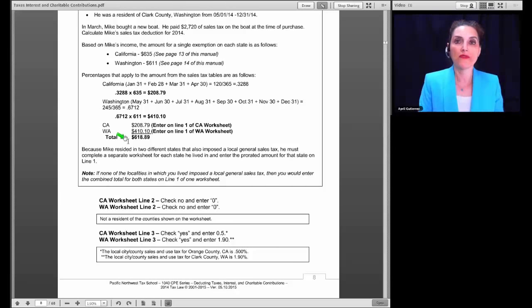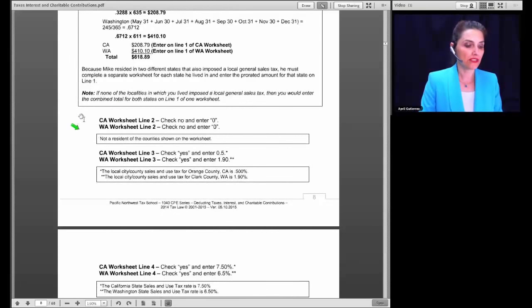So we did all of that to figure out what number to enter on line 1 of his worksheet, or in this case, we're completing 2 line 1s on 2 separate worksheets. And because he was in 2 states, we're going to do 2 separate worksheets all the way through start to finish. On the line 2 of his California worksheet, we're going to check no and enter 0 because he is not in one of the localities that has a separate table. Washington, same thing, he's not in a locality that has a separate table.